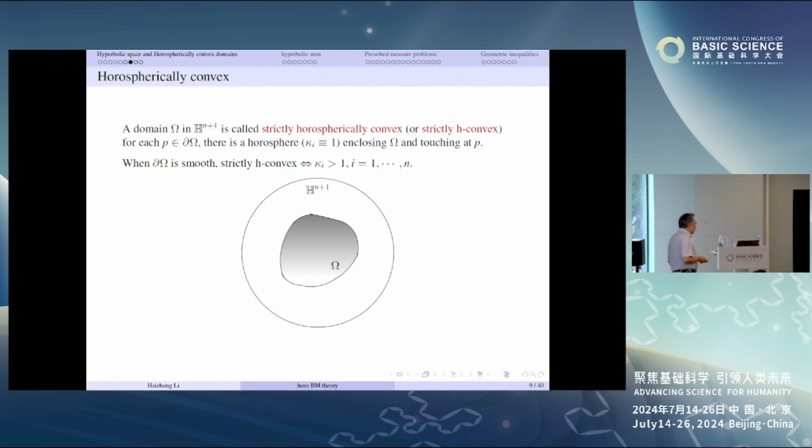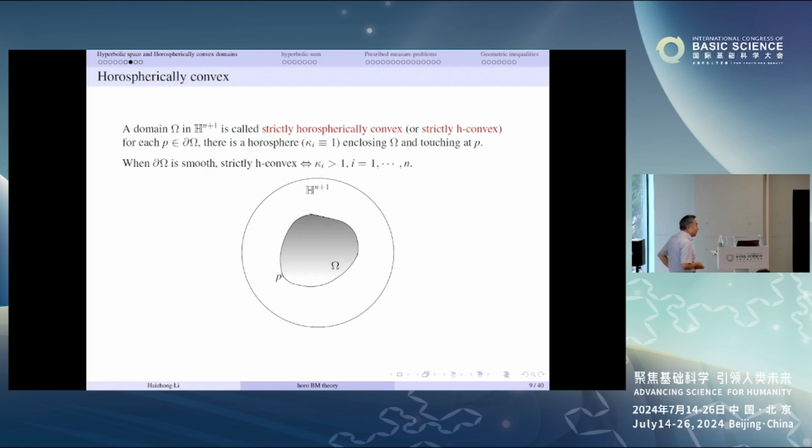So with this concept, we will introduce the concept we call strictly horospherically convex. For simplicity, we write strictly h-convex. H-convex means horospherically convex. That means the principal curvature is not less than 1, or we also say that omega, the boundary is smooth. Strictly h-convex means the principal curvature is bigger than 1.